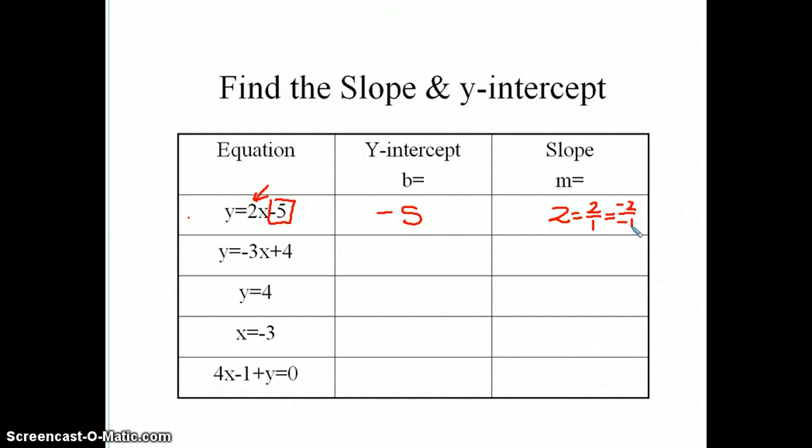Our second equation, y equals negative 3x plus 4. The y-intercept is 4. The slope is negative 3. Once again, writing it as negative 3 over 1 or positive 3 over negative 1.